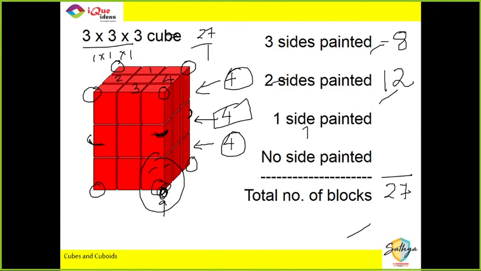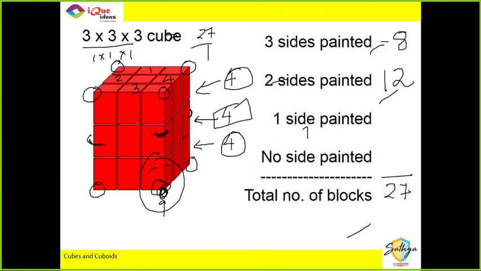So 3 sides painted by default, usually the answer is 8 because there will be 8 pieces, one on each vertex. Now, for one side painted, Amanbir is asking, what about the last row cubes on the edge? Last row cubes on the edge means what?